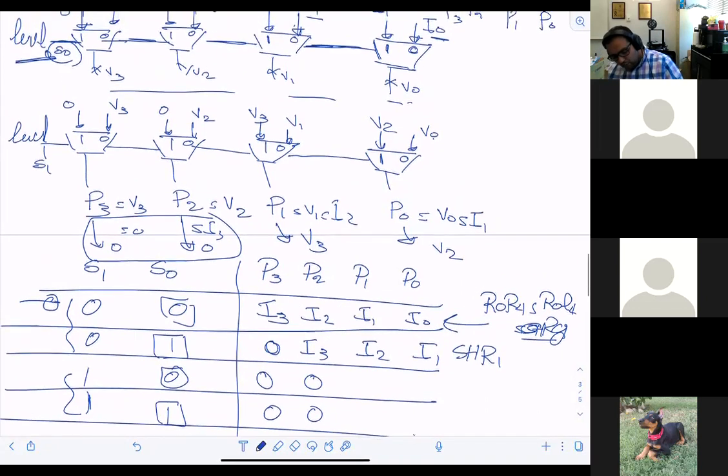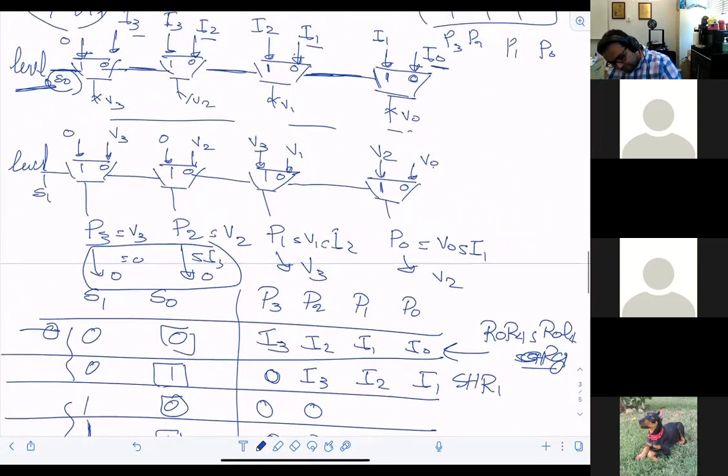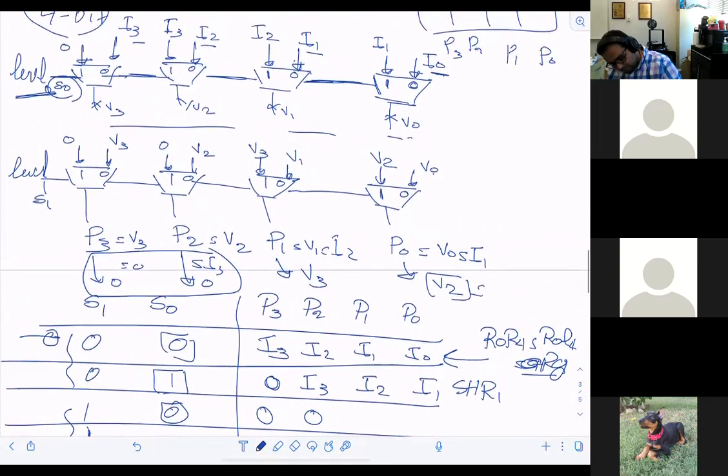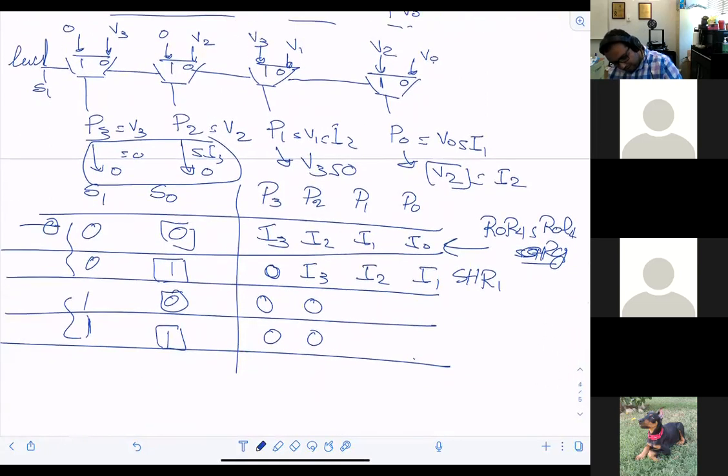Now we're going to look into S equal to 0 and S equal to 1, right? If S is equal to 0, what will happen? V2 is equal to what? I2, actually, my bad, I was looking at... V3 will be equal to zero, right? So it's going to be zero, and it's going to be I2.